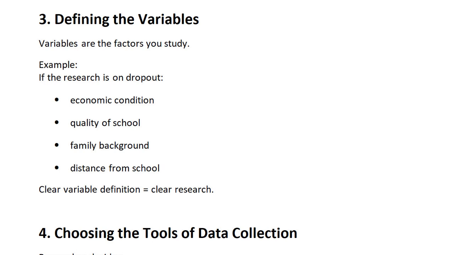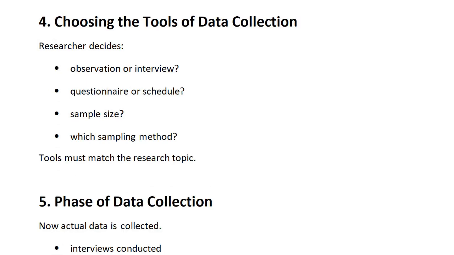Third is defining the variables. Variables are the factors you study. For example, if the research is on dropout, the factors could be economic conditions, quality of school, family background, distance from the school. Clear variable definition means clear research. Next, choosing the tools of data collection. The researcher decides, should I do observation or interview? Should I go for questionnaire or schedule? What will be the sample size? Which sampling model will I use? Tools must match the research topic.